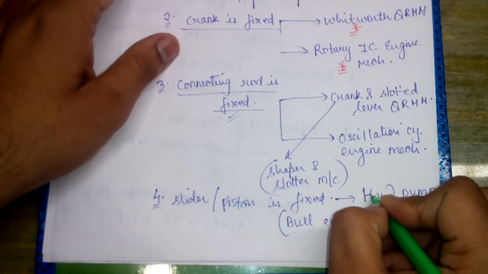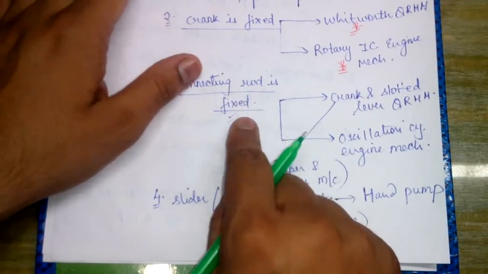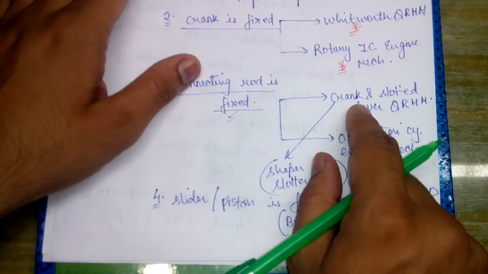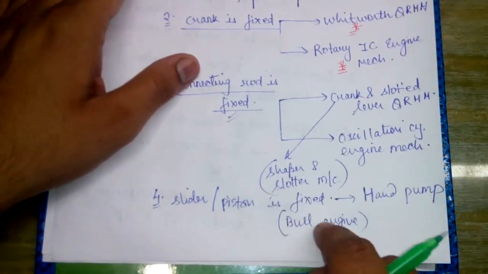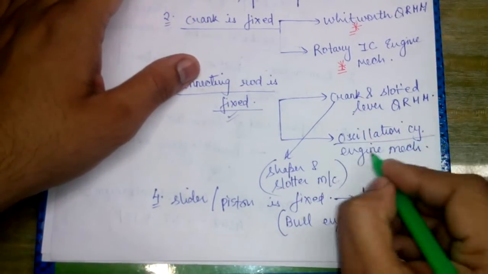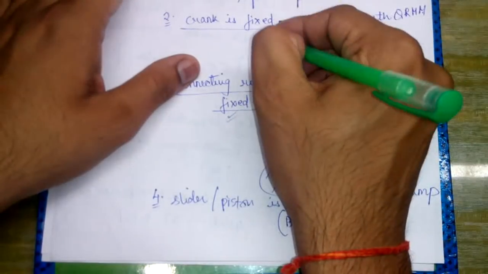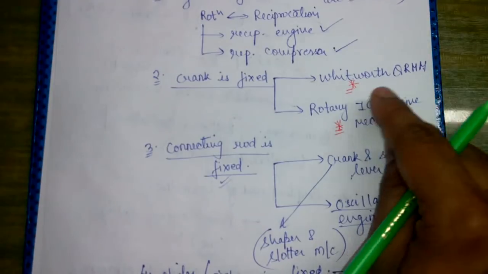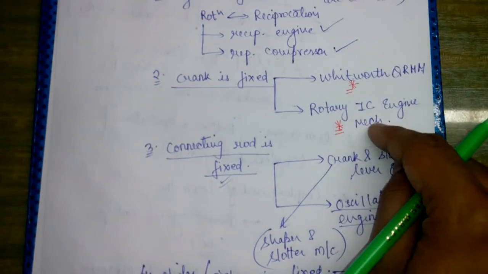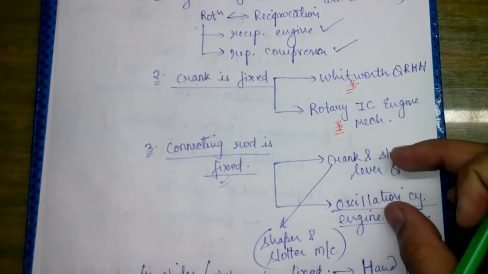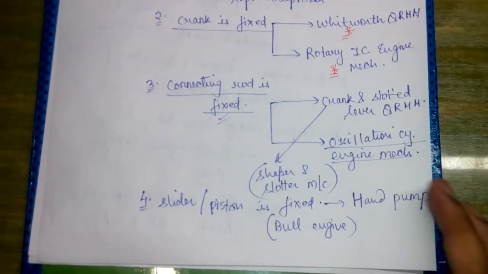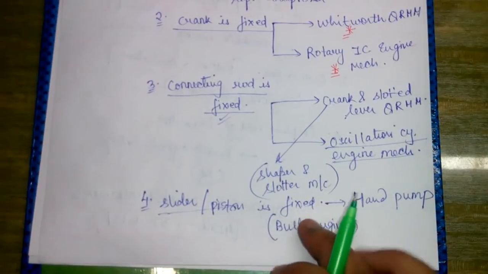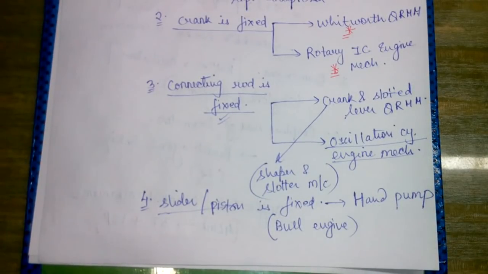So the inversions of the connecting rod are most important, that is the crank and slotted lever quick return motion mechanism, and the oscillating cylinder engine mechanism, whereas the inversions of the crank are the Whitworth quick return motion mechanism and the rotary internal combustion engine mechanism. These are outdated, whereas these two are taken into consideration and they are widely used. And the inversion of the slider is called the hand pump or the bull engine.